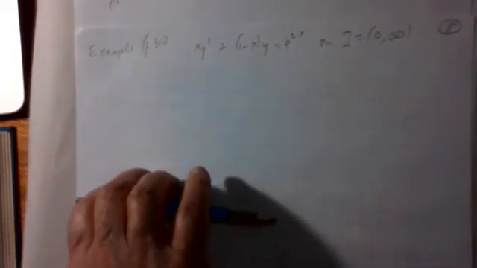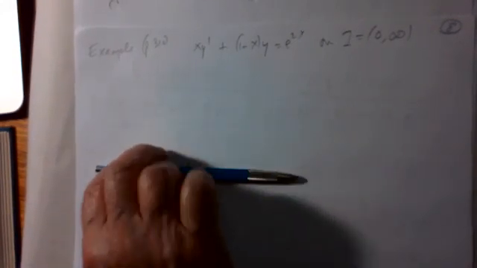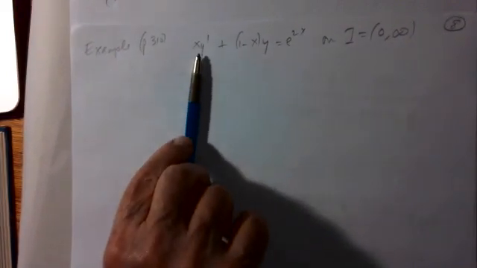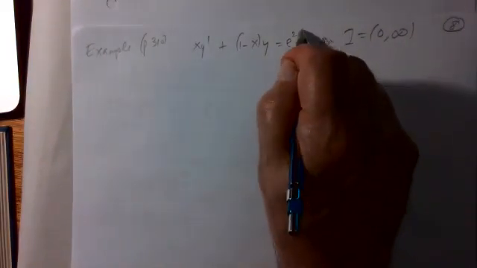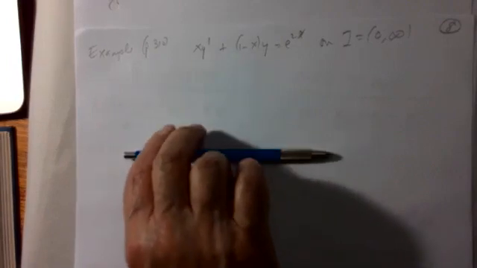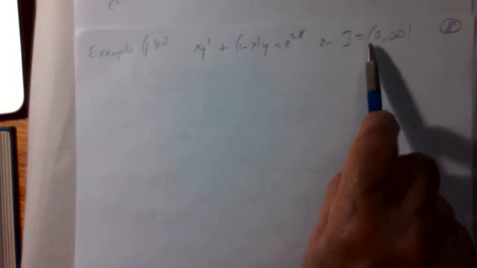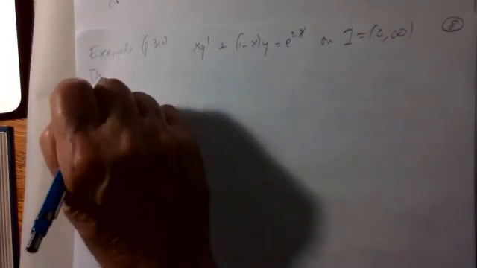Now, you might say, wait a minute, there's a problem, because in the examples we've looked at, y prime wasn't multiplied by anything. And here, y prime is multiplied by x. Well, that might be a problem, but it's really not. Why is it not a problem? Because we're only looking at x from 0 to infinity. X is never 0 in this interval. So you can divide by it. So just divide by x.